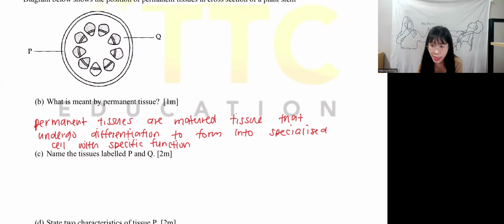Sclerenchyma tissue is only dead cell. So the dead cell can only be xylem actually, because cortex is not a dead cell. Sclerenchyma is only for dead cell, right? So it's only for xylem.